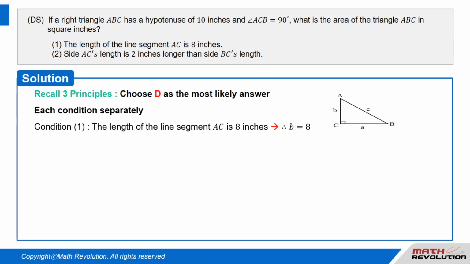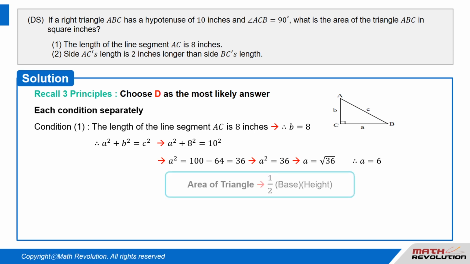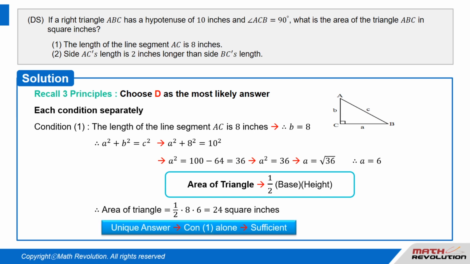Condition 1 tells us that the length of the line segment AC is 8 inches. That is, b equals 8. Therefore, we get a squared plus 8 squared equals 10 squared. a squared equals 100 minus 64 equals 36, or a equals square root of 36, which equals 6. The area of a triangle is 1/2 times the base times the height. So, the area is 1/2 times 8 times 6, which equals 24 square inches. Since it is a unique answer, this condition is sufficient.